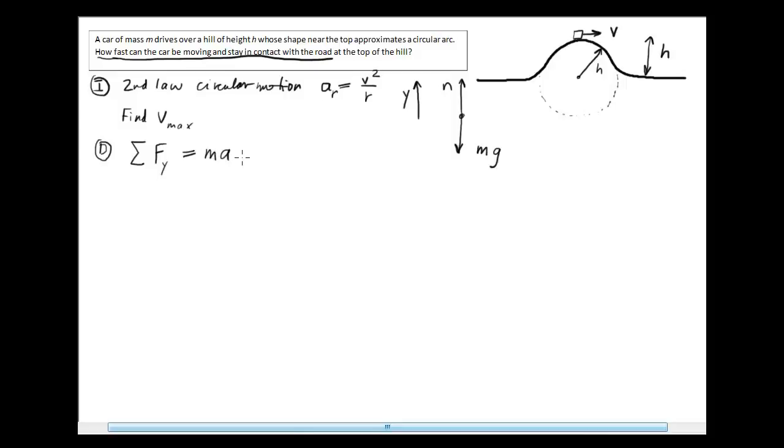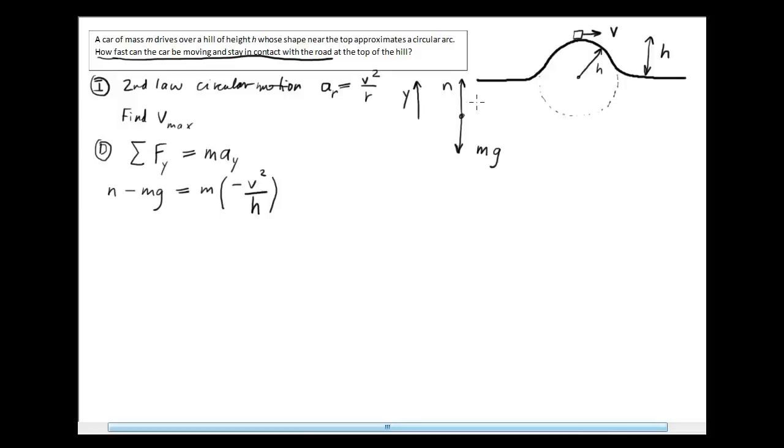So ma sub y is on the right-hand side of the equation. Keeping with my sign convention, I see that the left-hand side should be N, the normal force, minus mg, the weight, equals the mass times this y component of acceleration. What we've just learned about circular motion tells us that that acceleration has the form v squared over r. Only now, remember, that's directed towards the center of the circle. So at the very top of the hill, the acceleration vector is downward toward the center, which is in the negative y direction. So I'm going to put in here minus v squared over the radius, which I know is the height of the hill.